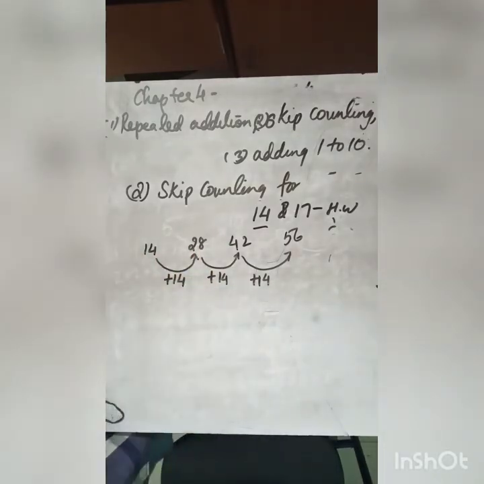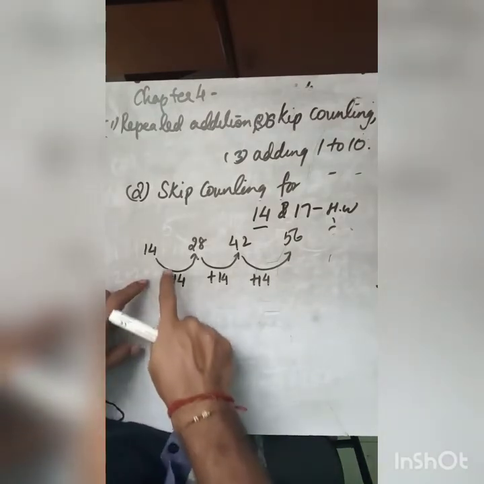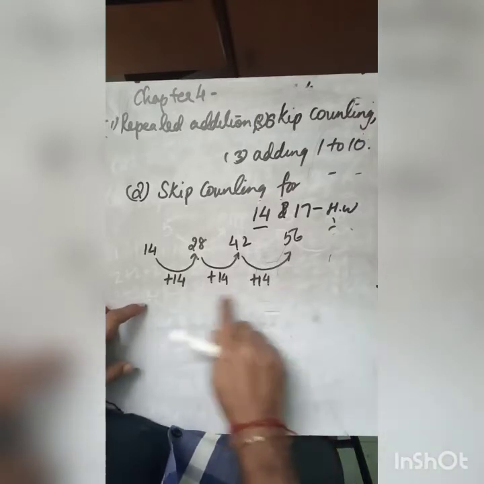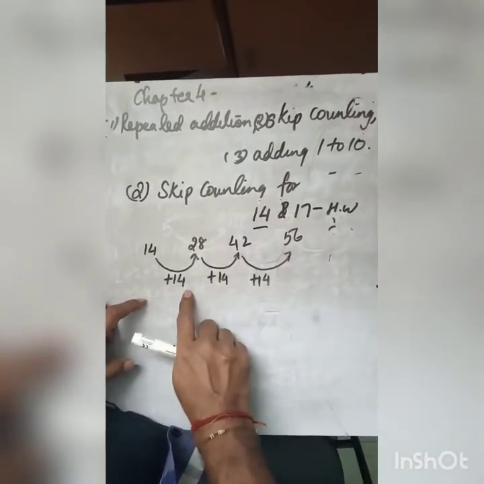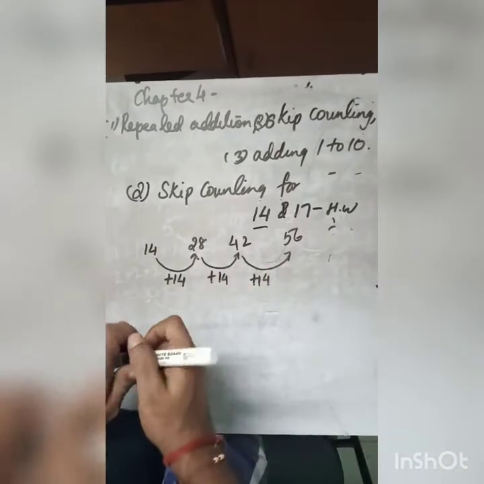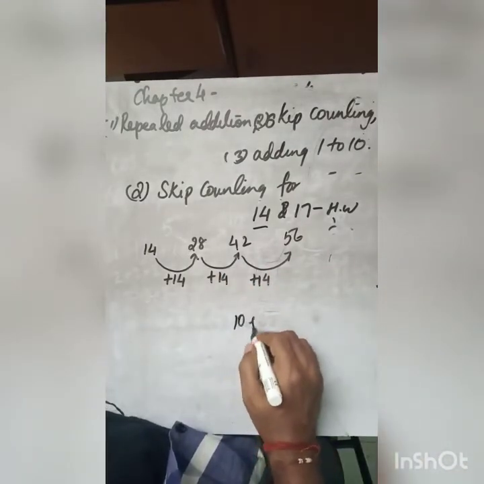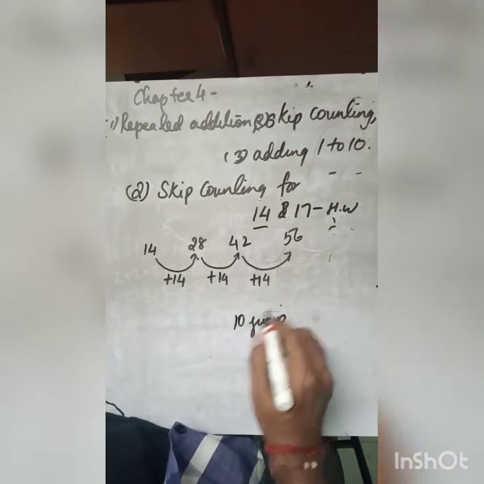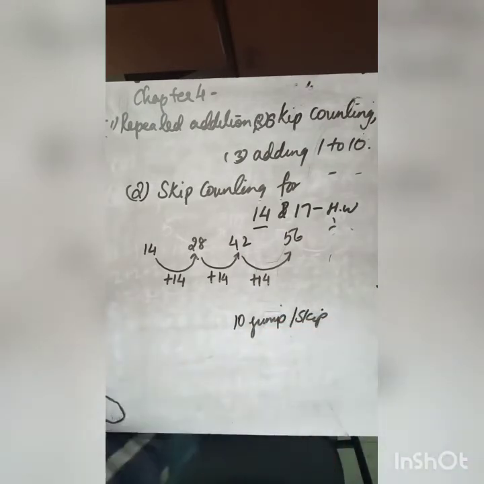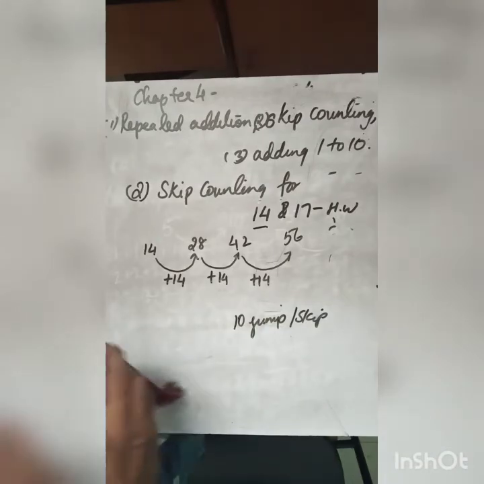So this method is called skip counting, wherein I've done it for you like 1, 2, 3. You need to do this till 10. Haan na, ye 1, 2, 3, 4, 5, 6. Aisa tum logo kitna jumps chahiye? You need to take at least 10 jumps, or 10 skips. Clear? So this is how we do skip counting.